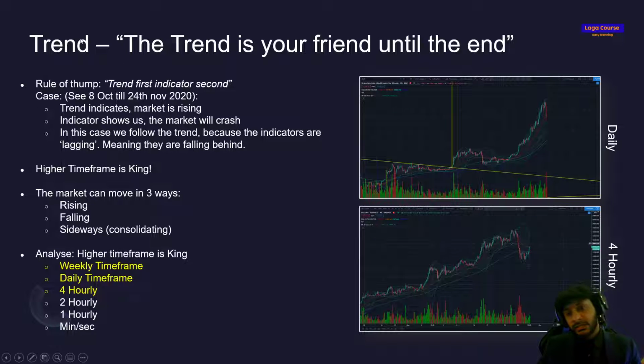There's also another indicator, which is called the trend. There's a saying in the trading world: the trend is your friend until the end. If we analyze the charts, we need to analyze them on the longer time frame, because there's also a saying that the longer time frame is king. The longer the time frame, the more you see what is happening with the market, the macro trend. And there's another saying: trend first, indicator second. So I'm going to show you what the trend is.